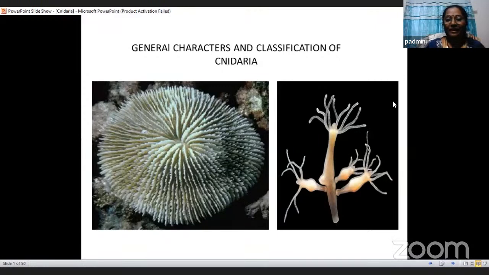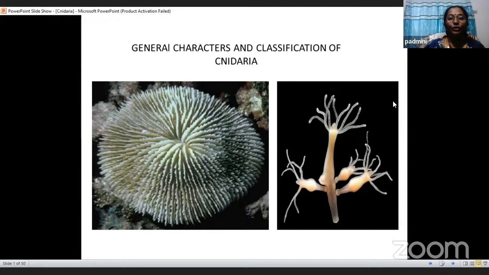First thing is we talked about it because of its regeneration capacity. If you remember, you chop them into 100 parts, and each and every part again comes back to life. So that is the importance of hydra when we talked about it in inter days. Now here we are going to talk about its general characters and classification, and they are in phylum Cnidaria.